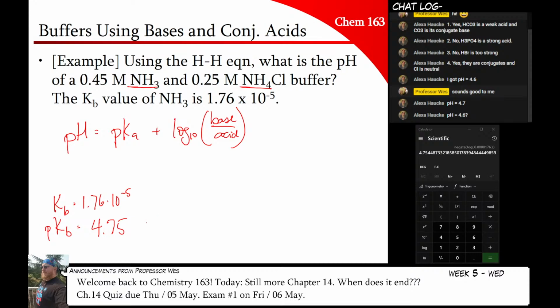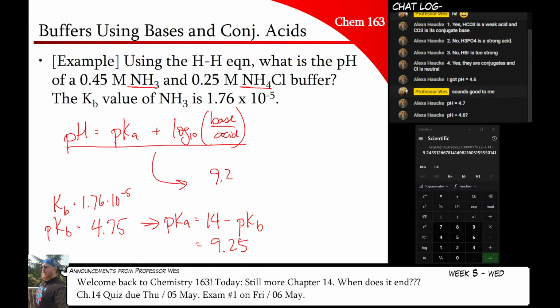And then we know that pKa is just 14 minus that. So I'm going to go do that. That should have been a 5, but I did not pick my pen up. So let me fix that. Okay. So here's our expression.